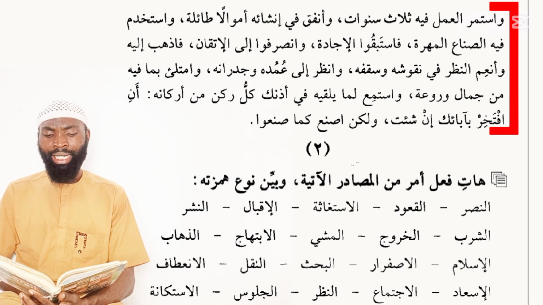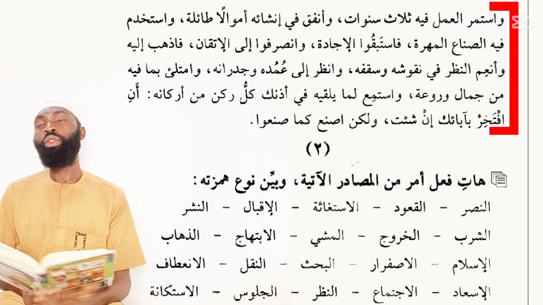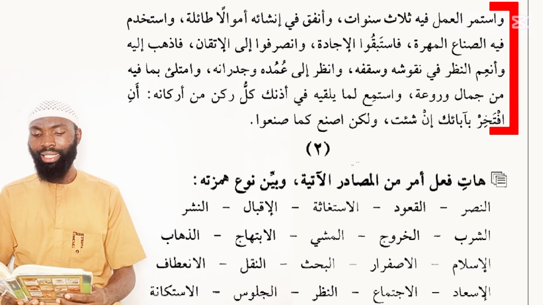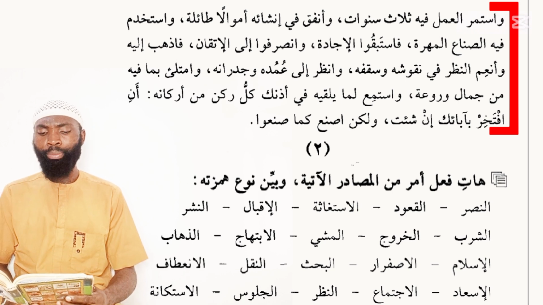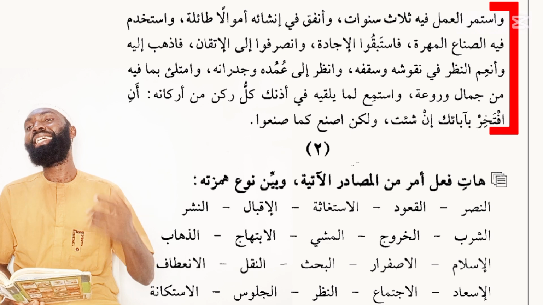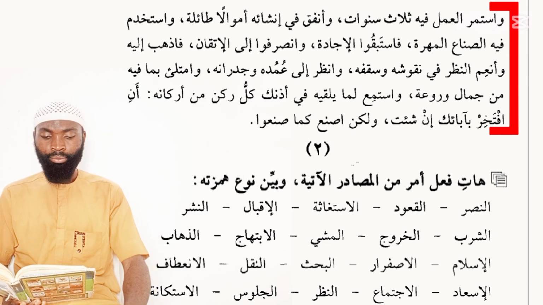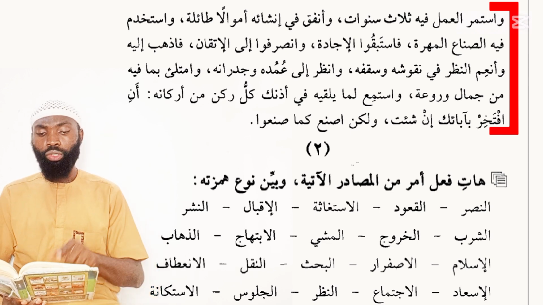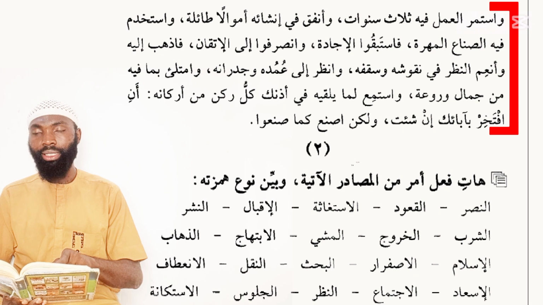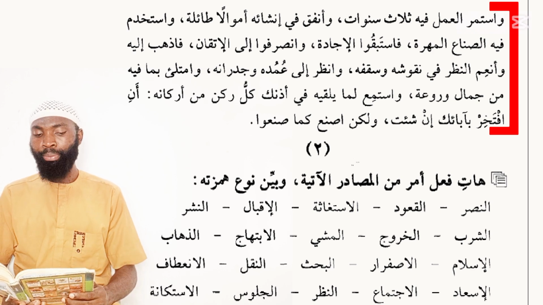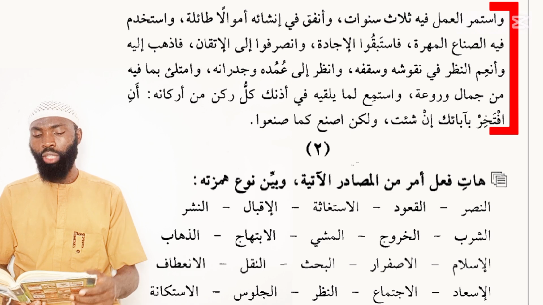Then we have wanzur ila umudihi wa judrani. Wanzur, this is amrul thulathi, therefore it is hamzatul wasl. وامتلئ بما فيه من جمال ورائه. وامتلئ, this is أمر الخماسي, so it is hamzatul wasl. واستمع أمر السداسي, so it is hamzatul wasl.